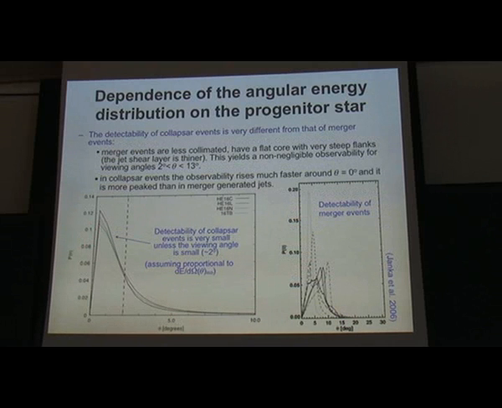It's important to note that when you compare the detectability of collapsar jets and merger jets, they are quite different. Merger events are less collimated and have a flat core with very steep flanks. That is to say, the shear layer of these jets is much thinner, and therefore they display a non-negligible probability of being observed up to, say, 10 or 13 degrees. While for collapsar jets, unless you look basically on axis, it's going to be difficult to detect them.